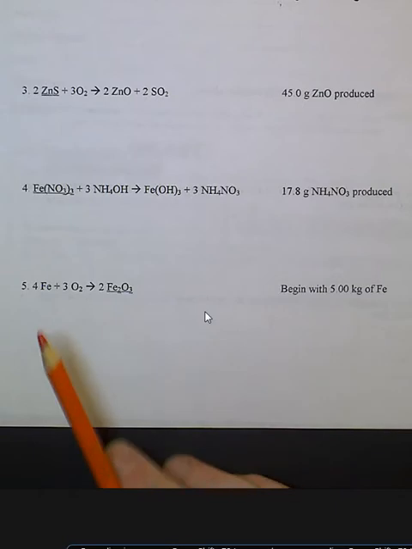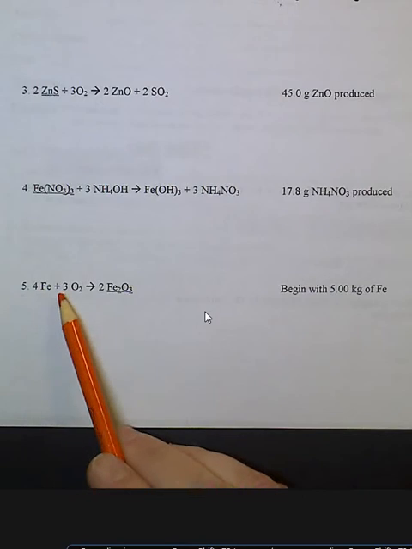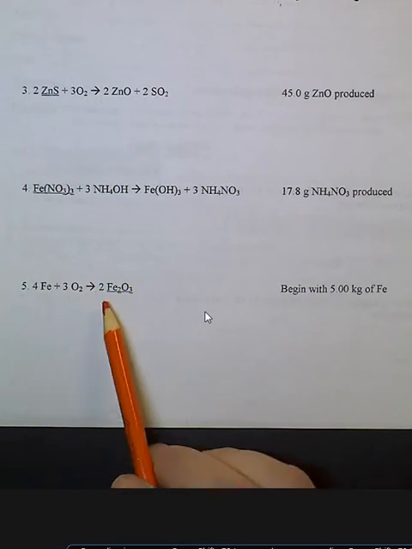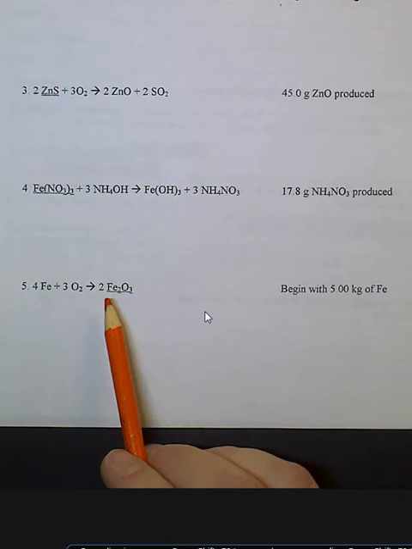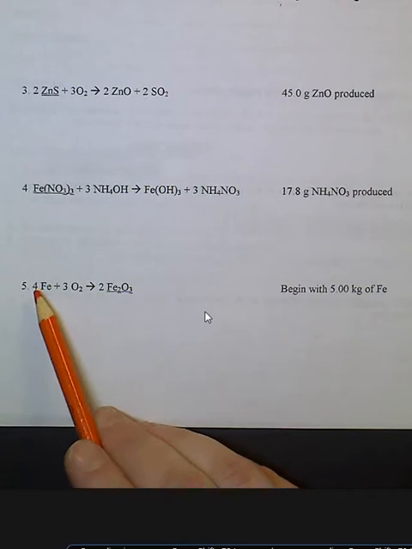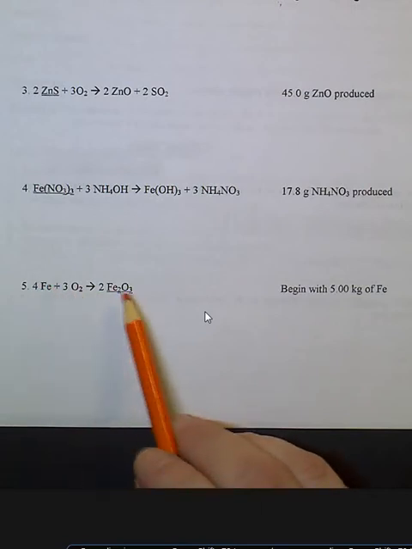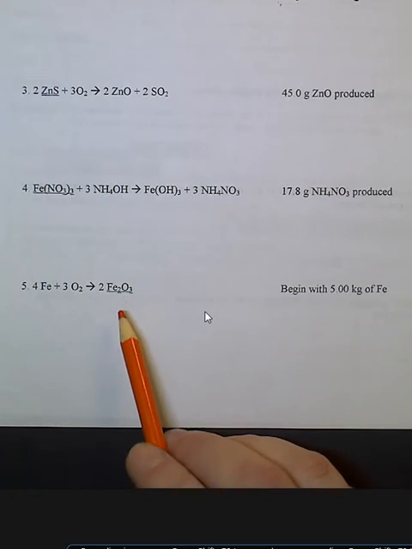This is saying that we need 4 pieces of bread, we need 3 slices of cheese to make 2 sandwiches. Okay, these are our moles. They're also our coefficients. Those are the same thing. This is our ratio. For every 4 irons, we're going to need 3 of our diatomic oxygens to make 2 products, iron oxides. Okay. Now at the same time, we're going to go from mass to mass.